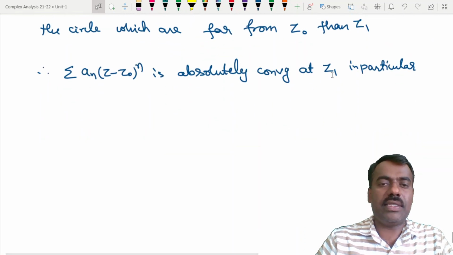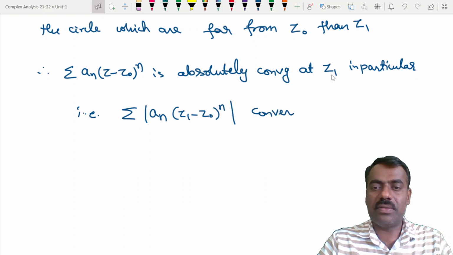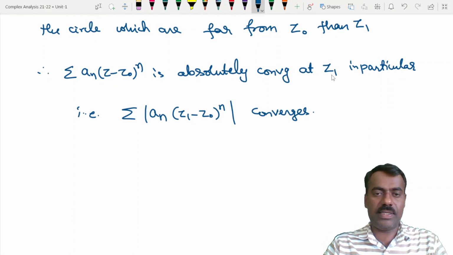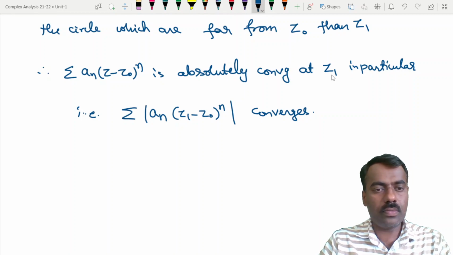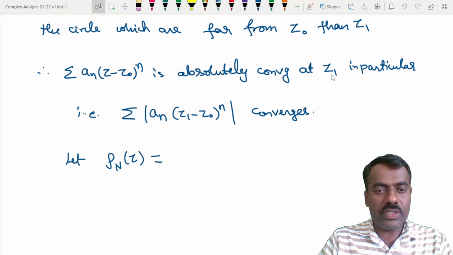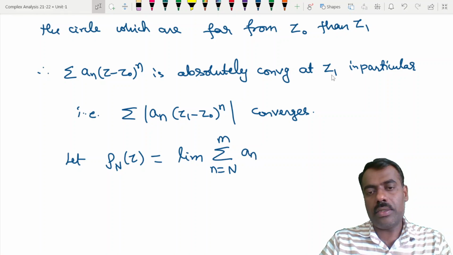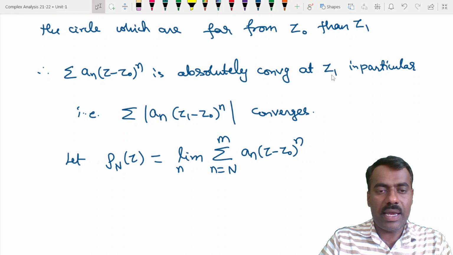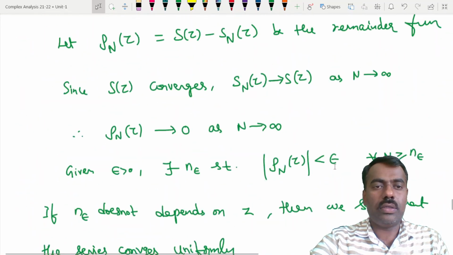Okay, that is the same as saying that the summation of mod a_n (z1 minus z0) whole power n converges. Okay, this series converges. Fine. So we will have some notation. Let rho_n of z, which we know is the remainder function, be the limit of the summation from n to m of a_n (z minus z naught) whole power n as m tends to infinity.